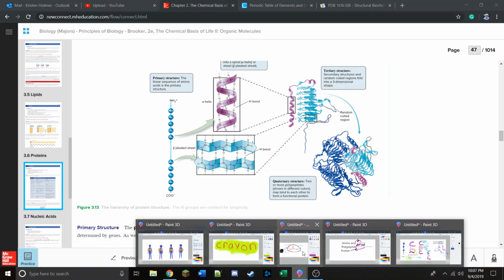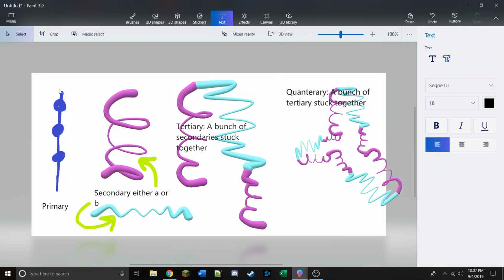It's a hierarchy. So, primary, that turns either an alpha or a beta. And then a bunch of those secondaries get stuck together into a tertiary thing. Then you take the tertiary things and stick them all together. See, I even use the same one so you can see it clearly. And become a quaternary. Do I know how to pronounce any of this? Absolutely not. Okay.